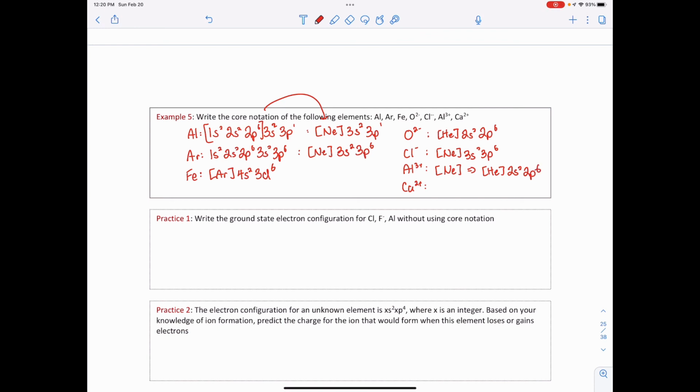For calcium, that would be the same thing. If we backtrack it, we would end up at argon, but we can't just put argon on its own. We can't quote the noble gas on its own. And so therefore we're going to use the one before, which is neon. And then continuing from there, this is going to be 3s2, 3p6.